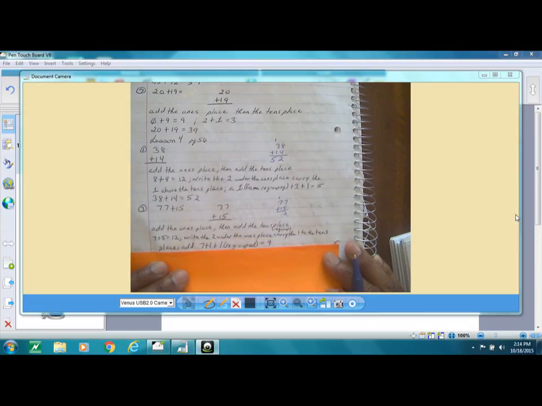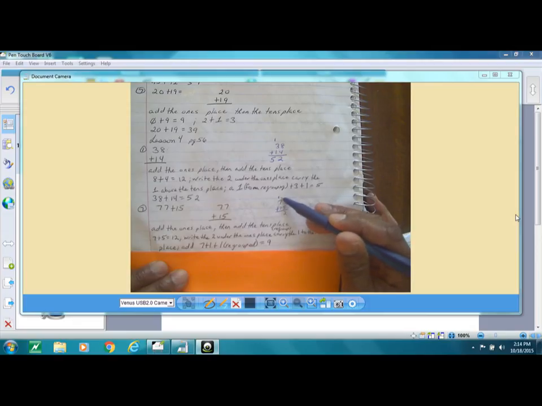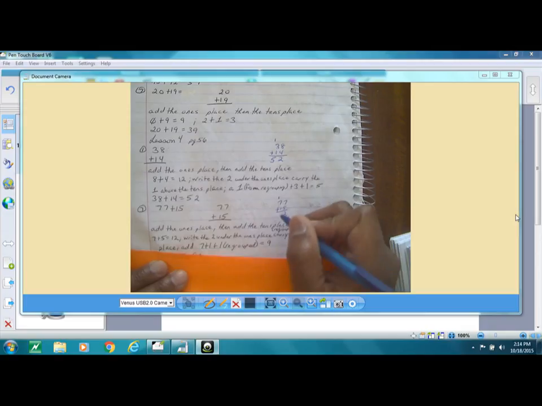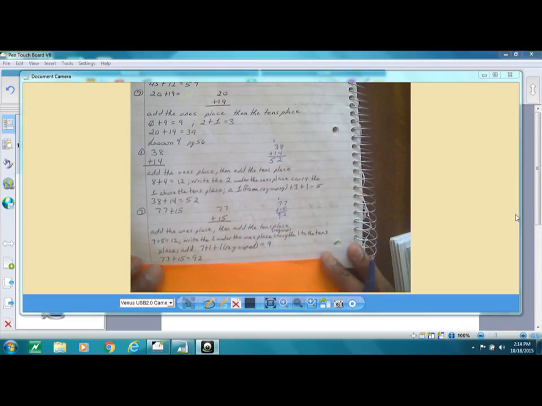Now you have, in the tens place, you add 7 plus 1 plus the 1 that you regrouped. 7 plus 1 is 8 plus the 1 that you regrouped, that equals 9. And you write that under the tens place. So 77 plus 15 equals 92.